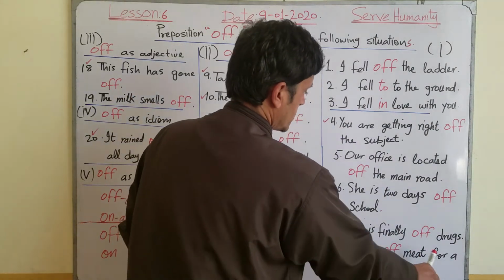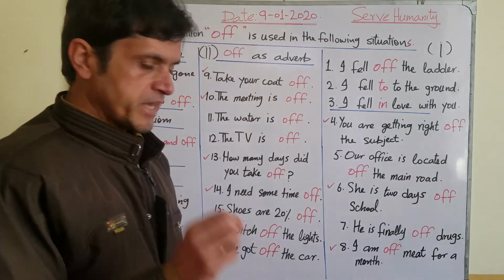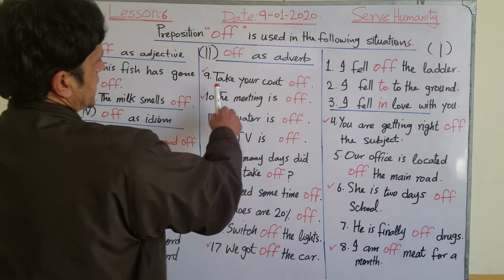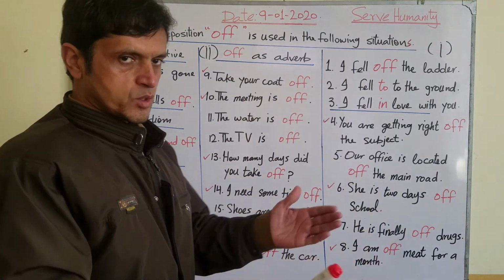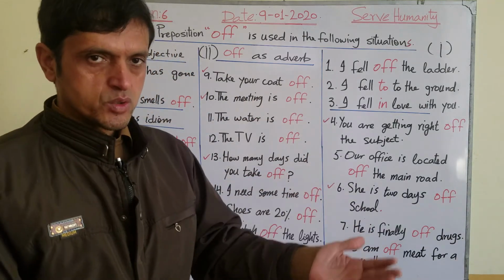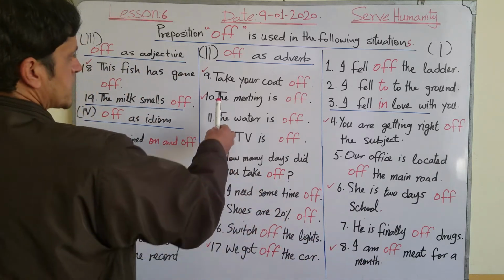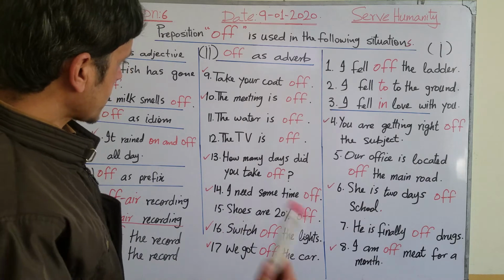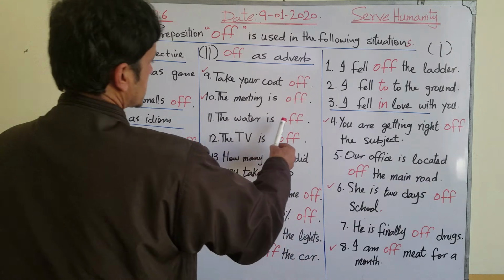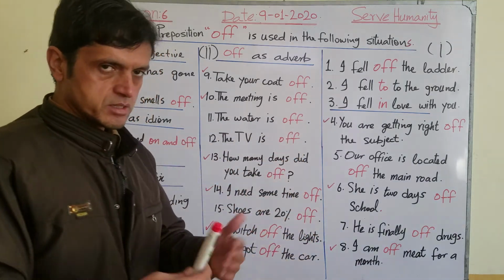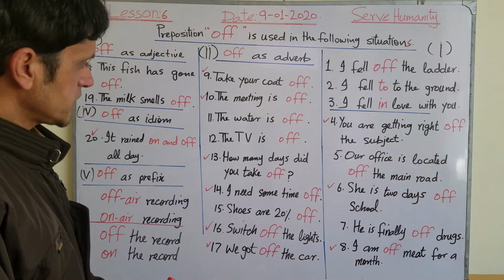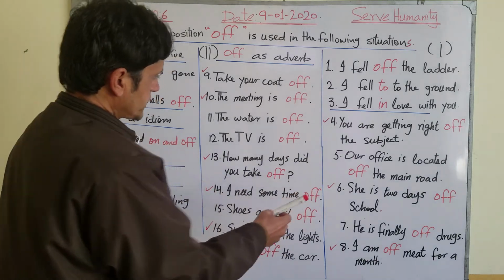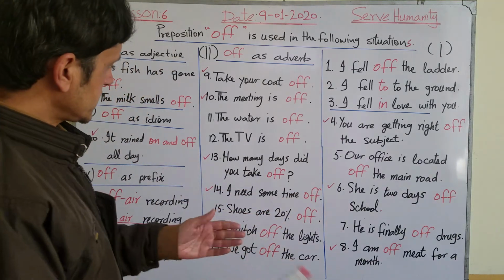I am off meat for a month. Main ek maah ke liye gosht se parhez par hoon. Take your coat off, coat utaro, put on your coat, coat pehno. The meeting is off, meeting cancel hui, ijlas cancel hui. The water is off, pani nahi hai. The TV is off, TV off hai. Ye to aasan baat hai.